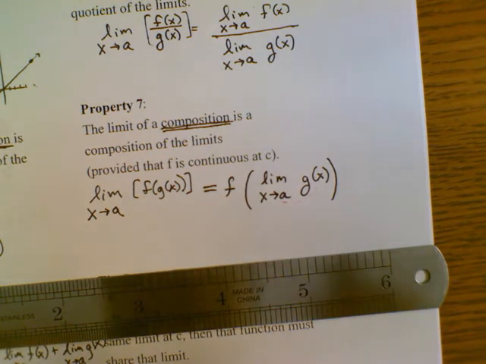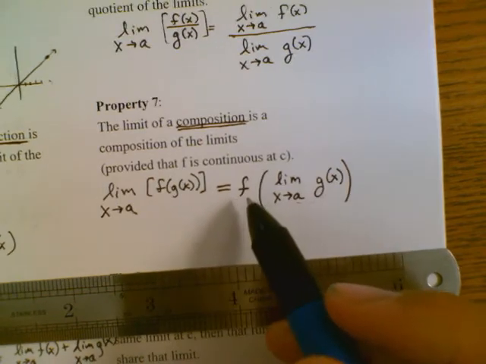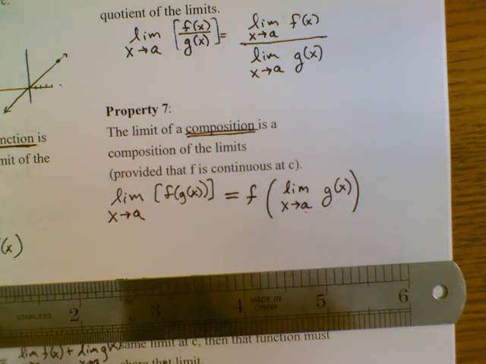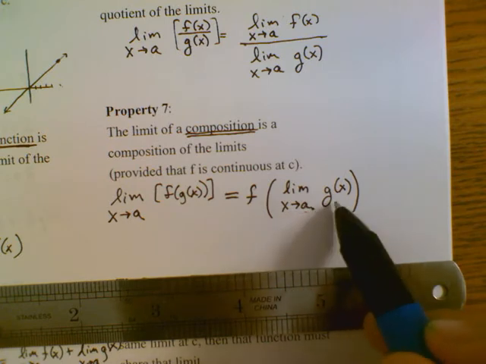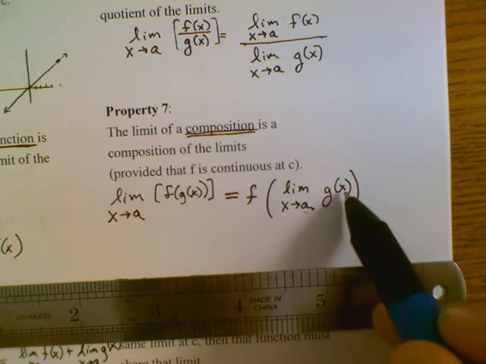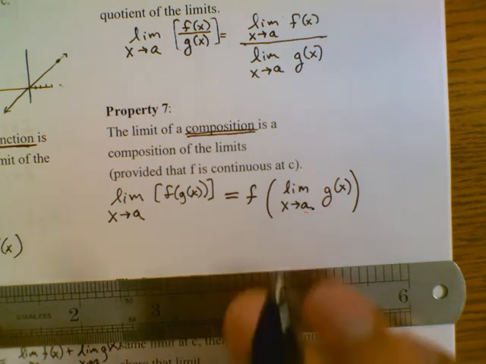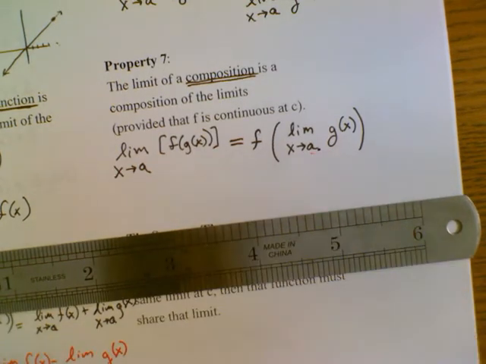Now it does say provided that f is continuous, so basically f has to be defined then, doesn't it? It seems like g has to be continuous as well, because you're going to have to find a limit first. We'll have to think more about that and see if we run into any trouble with that one. But that's a good property there.